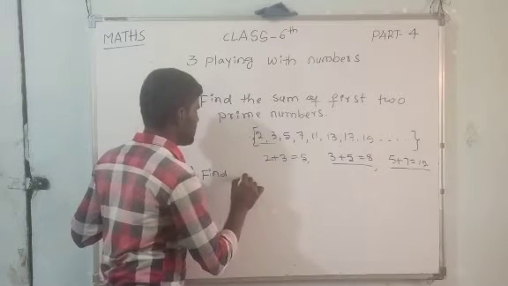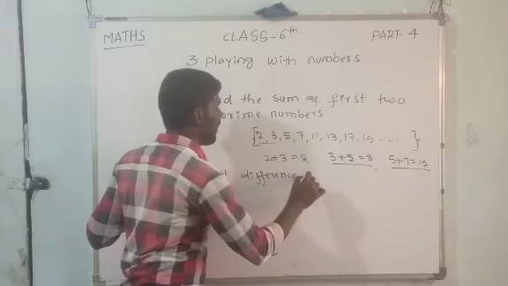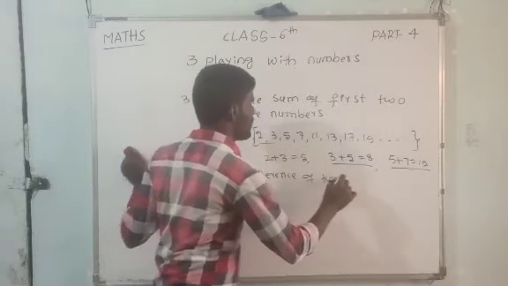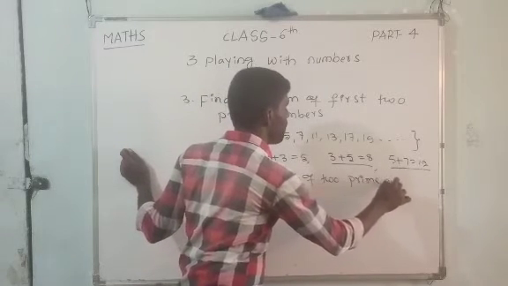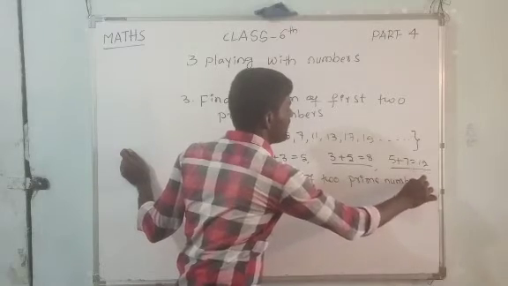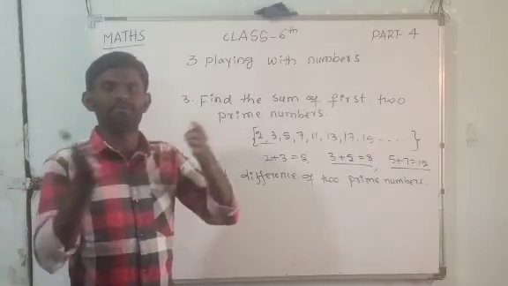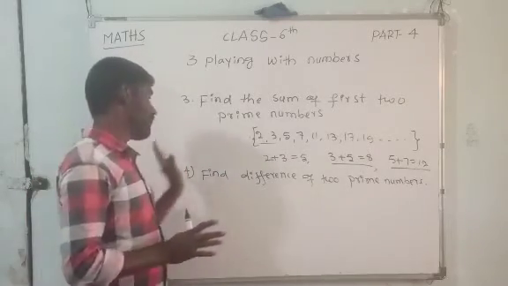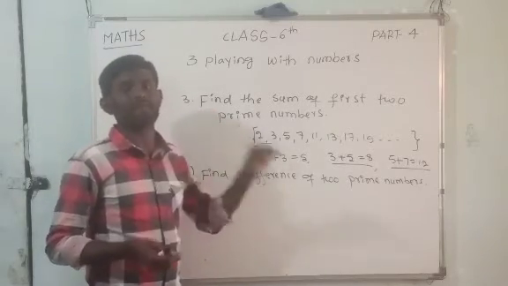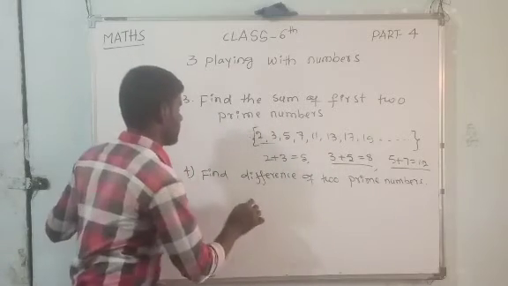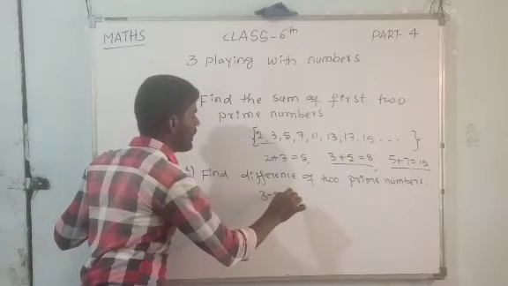Example 4. Find the difference of first two prime numbers. Dear children, you should remember, difference means we should subtract the small number from the big number. Here, find the difference of two prime numbers. Here prime numbers are available. 3 minus 2 equals 1.